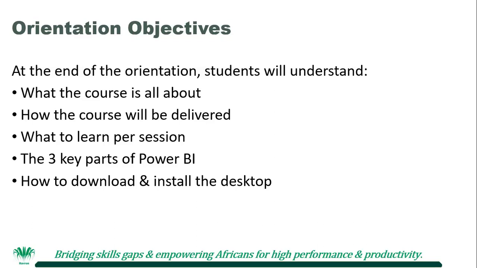At the end, participants will also understand how the course will be delivered. It's one of the key things we hope to achieve in this orientation. We will also look at what to learn per session. We are going to look at how many sessions are in the course, and then per session, what we hope to learn, because each lesson is targeted towards particular topics that will enhance our understanding of this tool. Then we'll briefly look at the three key parts of Power BI. When you look at the framework of any project or structure, it helps you understand the key components, and understanding those key components will help you assimilate how they work in unison.